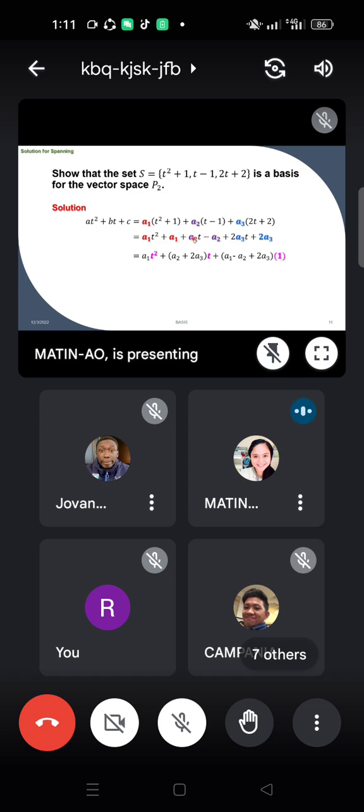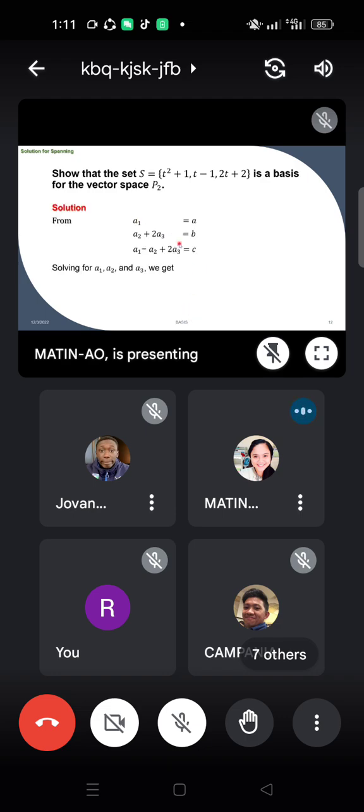And then the t, this, as well as this one. So t, and that is a sub 2 plus 2a sub 3, the numbers only or the scalars only, that's a sub 1, then negative a sub 2 plus 2a sub 3. So, multiply it by 1, or let's say by identity. So we found out that a sub 1 is equal to a, a sub 2 plus 2a sub 3 is equal to b, and a sub 1 minus a sub 2 plus 2a sub 3 is equal to c. Okay? Now, next.